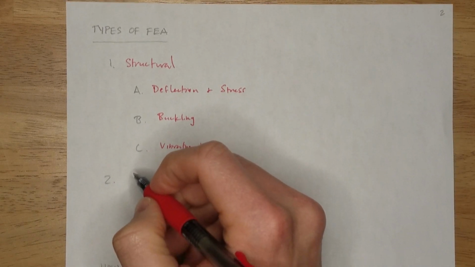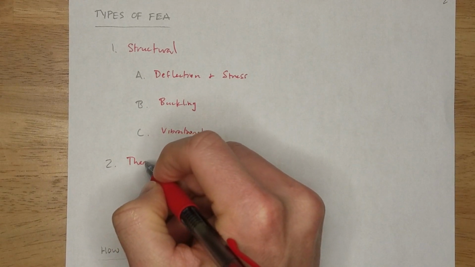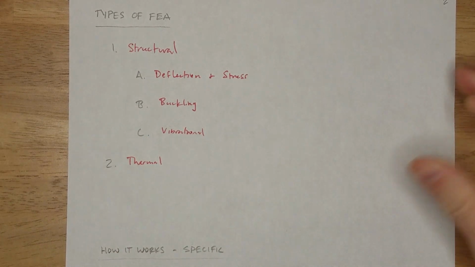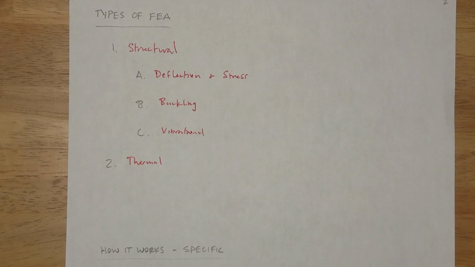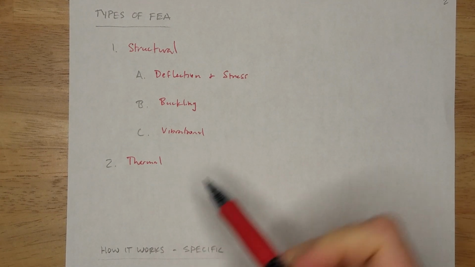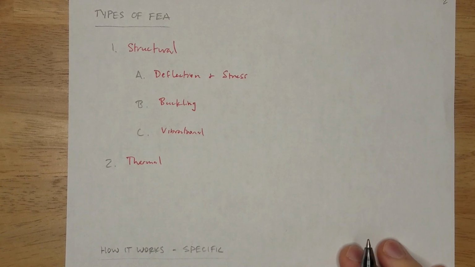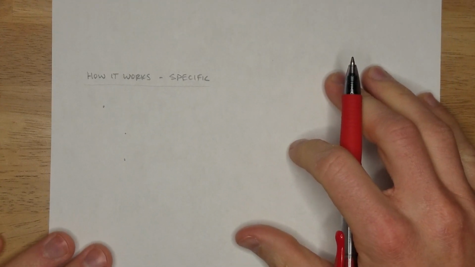There are also thermal FEAs, which we're not going to cover, but just know you can apply some type of heat load to a machine component and see how the heat flows through the structure. I don't think we really need to focus on this for this exam, but you need to know that it exists.